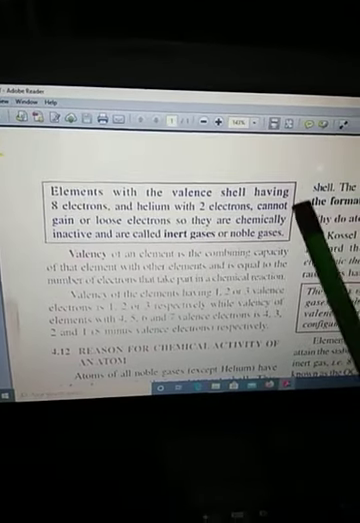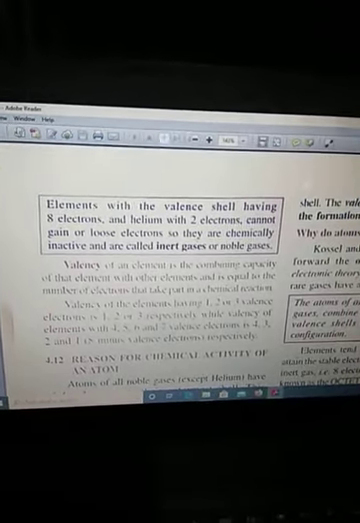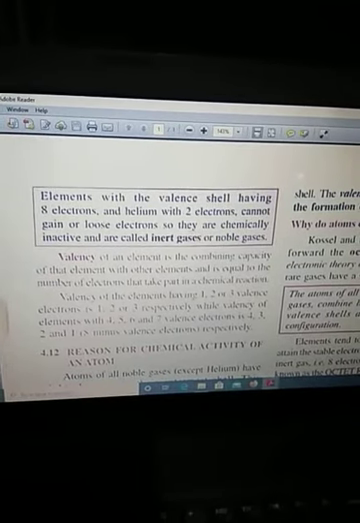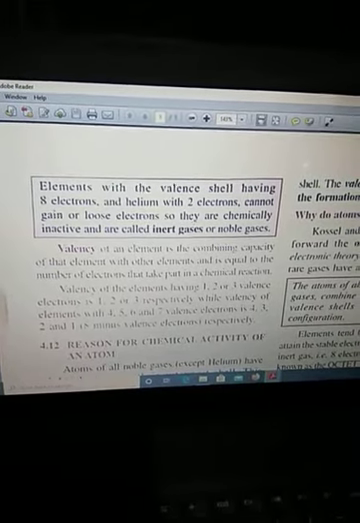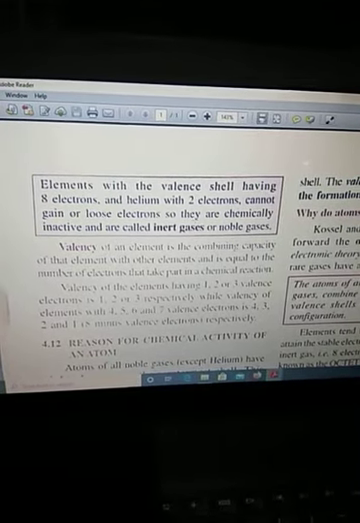Hello students, in our last class we completed the electronic configuration and the electronic diagram for it. Now today we are going to see new topics.